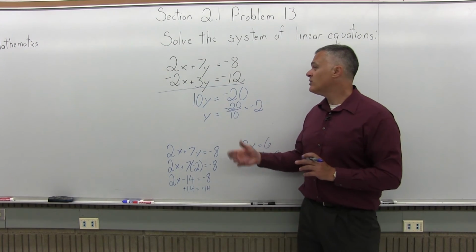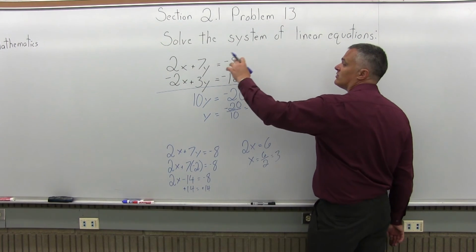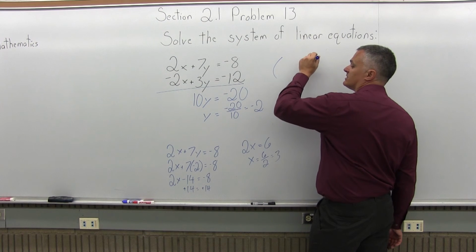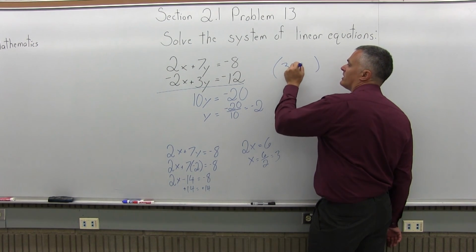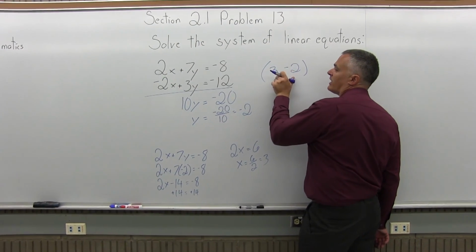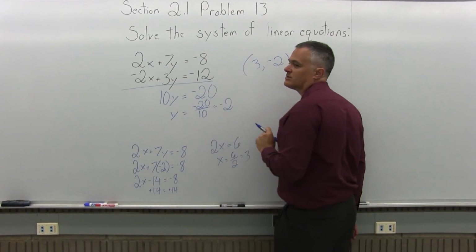Or again, if you want to think of it as a graph, if you graph these, the point at which they would intersect would have an x-coordinate of 3 and a y-coordinate of negative 2. Again, those x and y values should make both equations true at the same time.